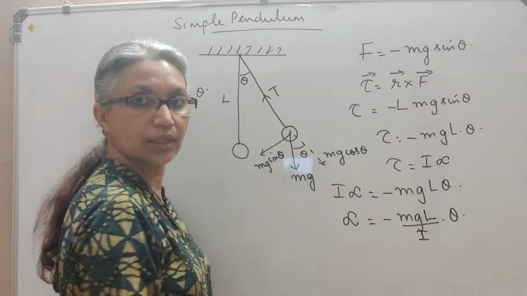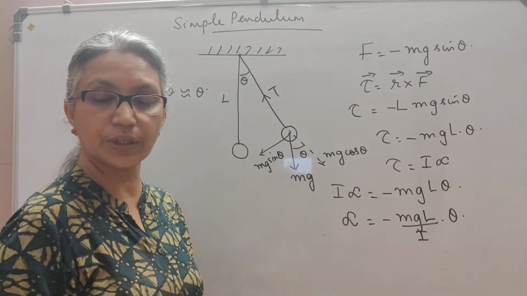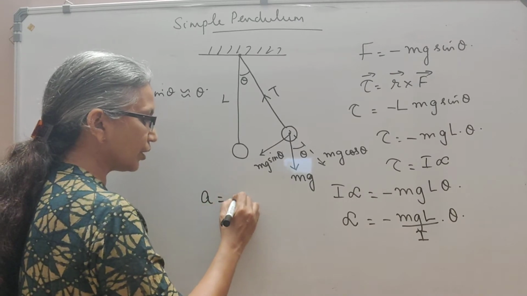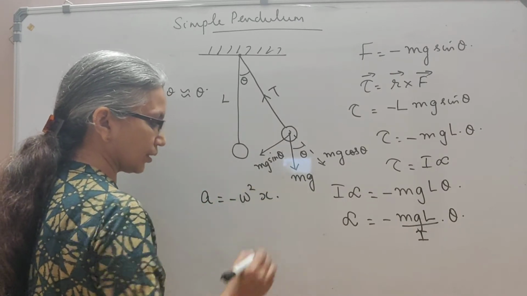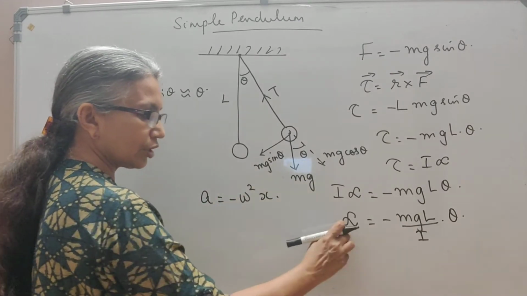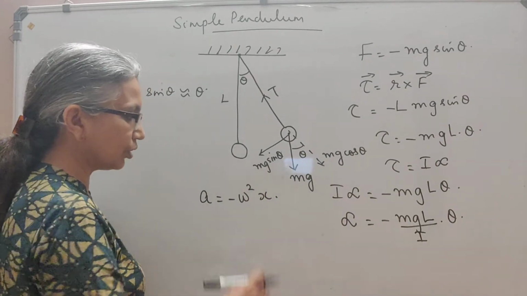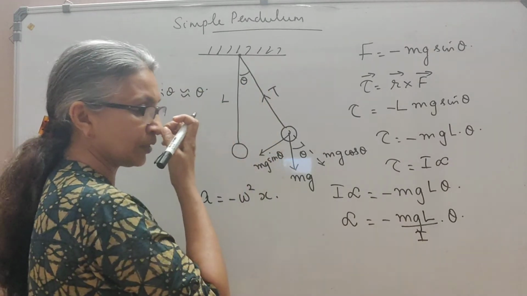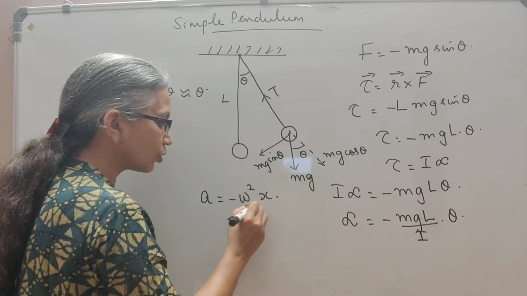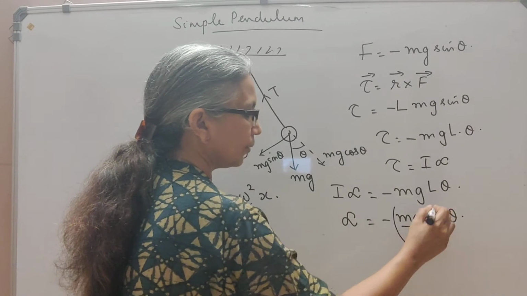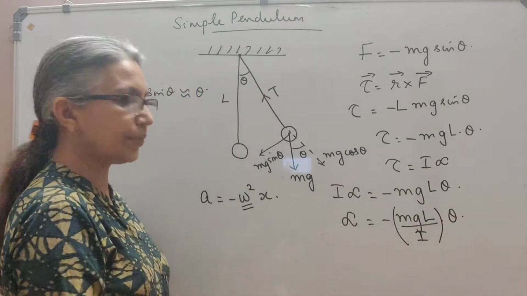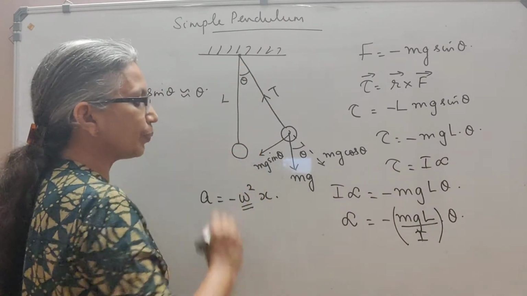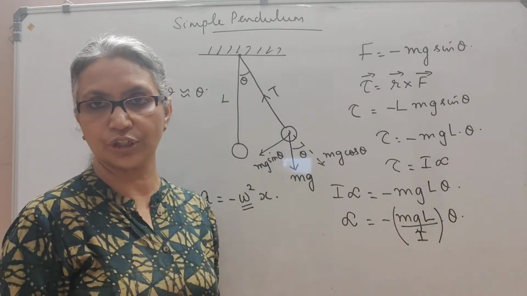Now if you look at this, this is very similar to the equation we got for a simple harmonic oscillator, where acceleration is minus omega square x. Here linear acceleration is replaced with angular acceleration, and x, the linear displacement, is replaced with the angular displacement, which means that this omega square is this constant mgl by I, where m is the mass of the ball, g is acceleration due to gravity, l is the length of the pendulum, and I is the moment of inertia.